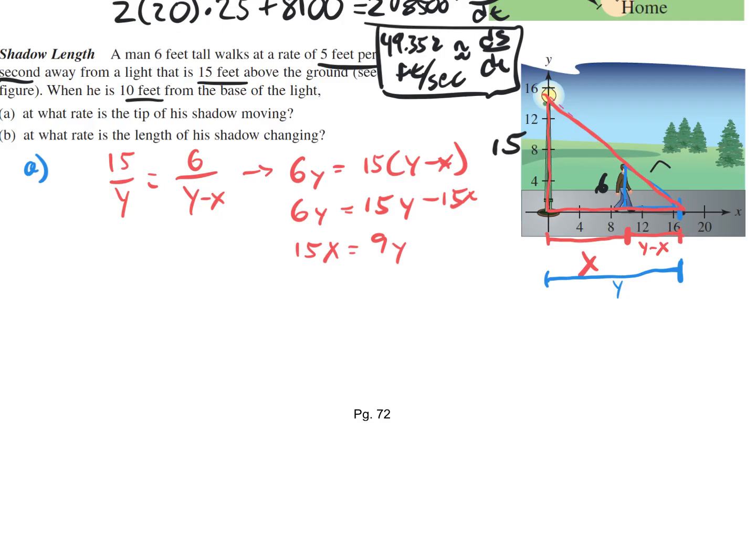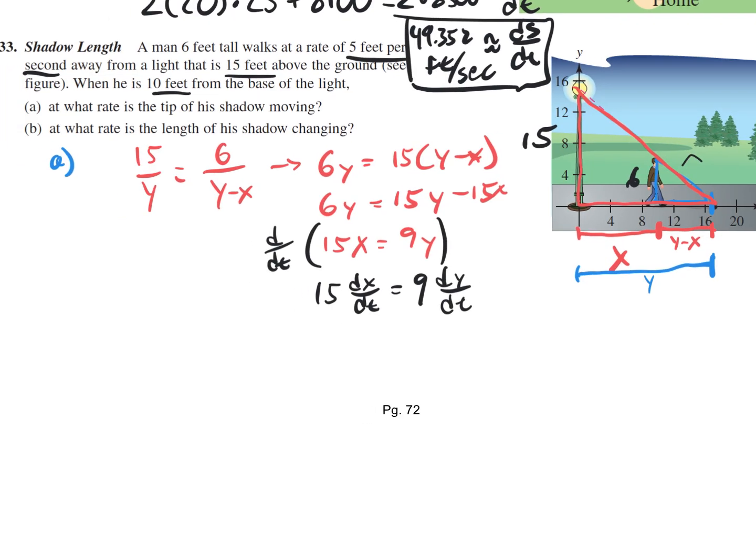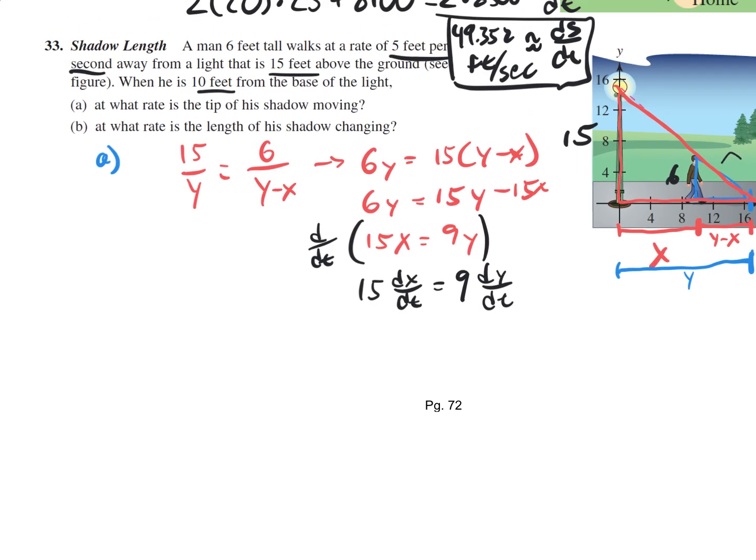And let's go ahead and take the derivative with respect to t. So x and y are both changing. So we take the derivative of the outside, that's 15 times dx/dt equals 9 times dy/dt. Now, which one of these do we know? We know that dx/dt is 5 feet per second. Tells us that up in the problem.